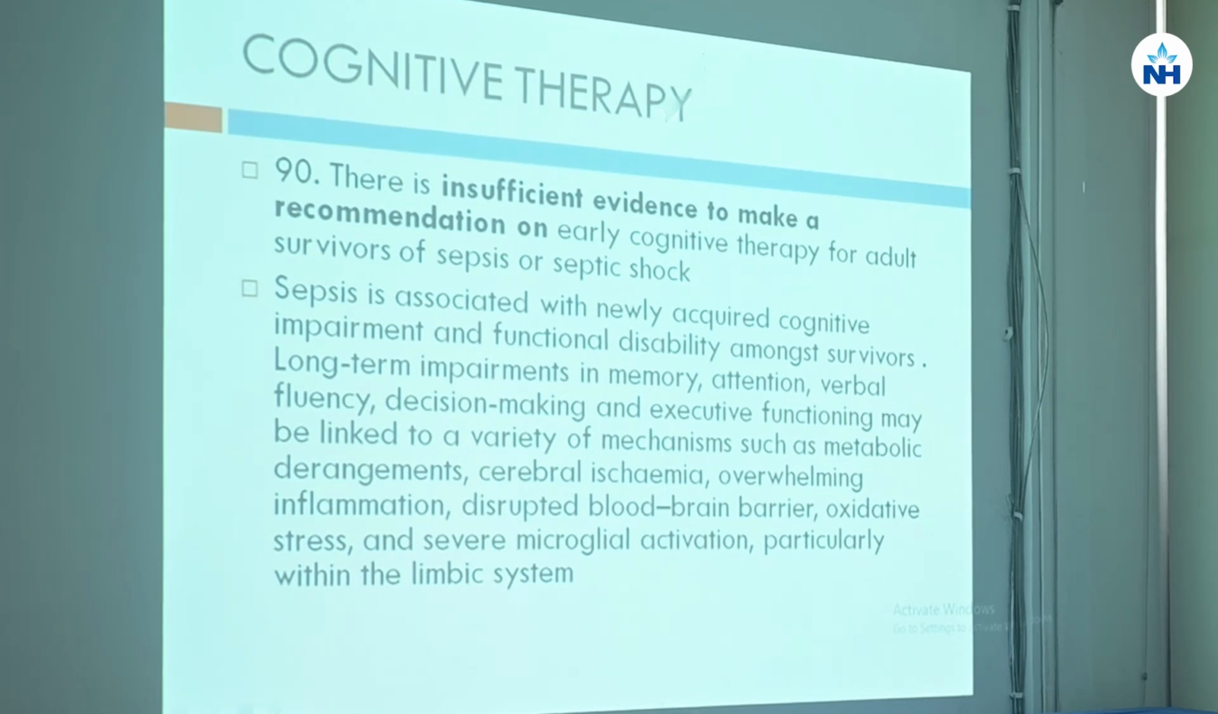Long-term impairment in memory, attention, verbal fluency, decision making, and executive functioning may be linked to a variety of mechanisms such as metabolic derailment, cerebral ischemia, overwhelming inflammation, disrupted blood-brain barrier, oxidative stress, and severe microglial activation, particularly within the limbic system.